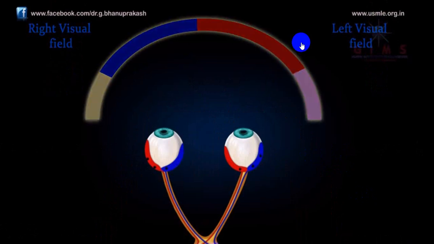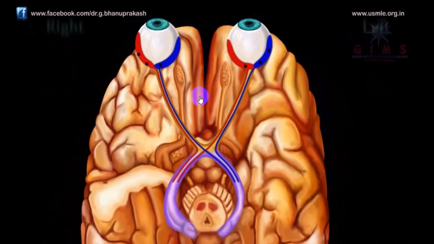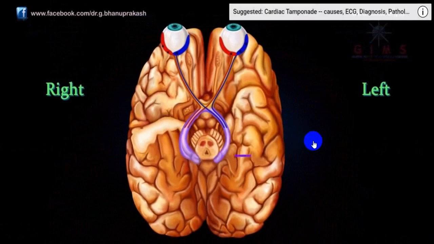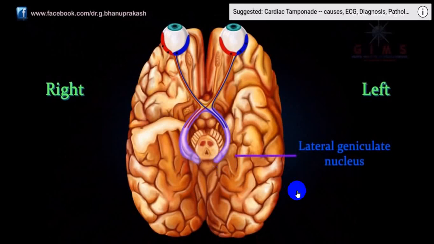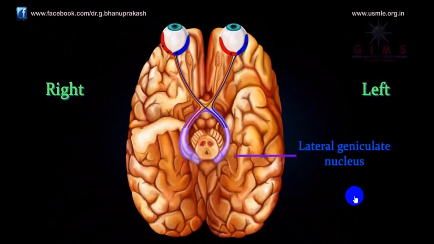The vast majority of axons of the optic tract terminate in the lateral geniculate nucleus, or LGN, which is the visual end part of the thalamus. However, axons of retinal ganglion cells also project to several other brain regions.